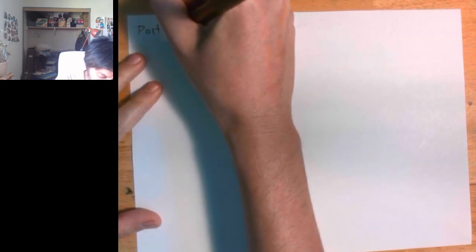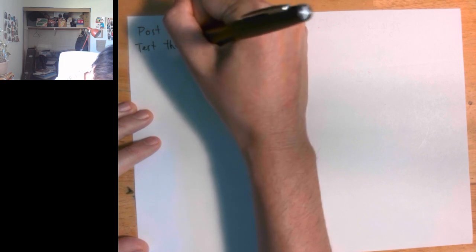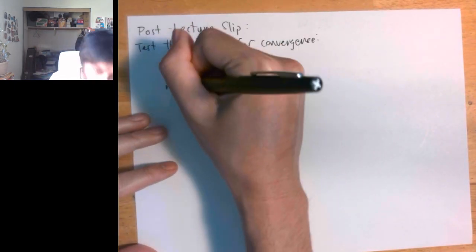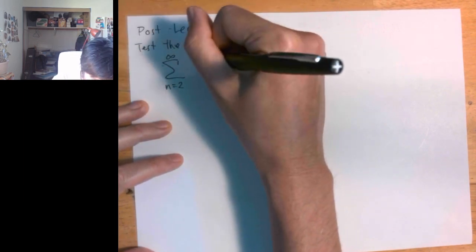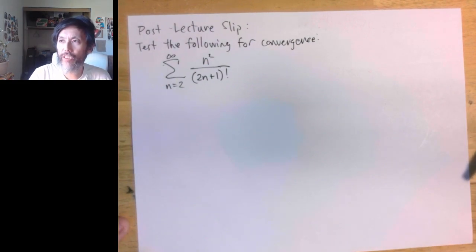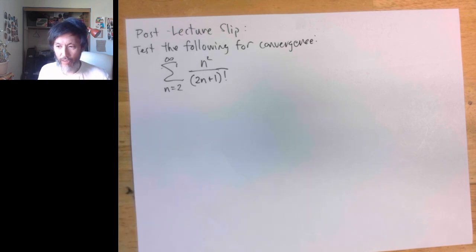So here's your post-lecture slip. Test the following for convergence. And what should I make you do? It's a good question. Okay, let's try this. Let's do the sum from n equals 2 to infinity, it doesn't matter, of n squared over, now this is tricky, 2n plus 1 factorial. Determine whether this is convergent or divergent. That's your post-lecture slip for today.